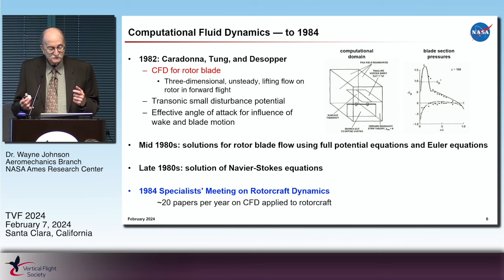Now, moving on into the 80s, people moved from small disturbance potential to full potential to Euler equations. In the late 80s, we start to see solutions in Navier-Stokes. Get to the 1984 decennial, and we get maybe 20 papers a year.